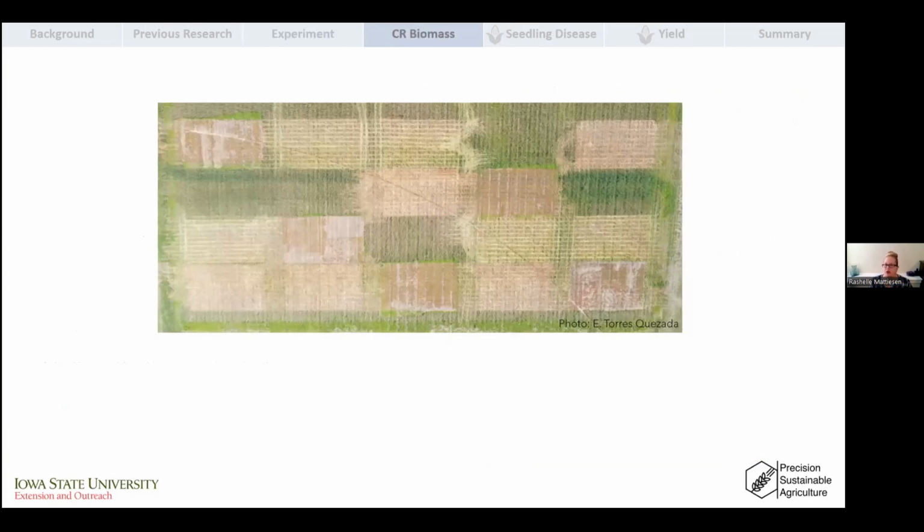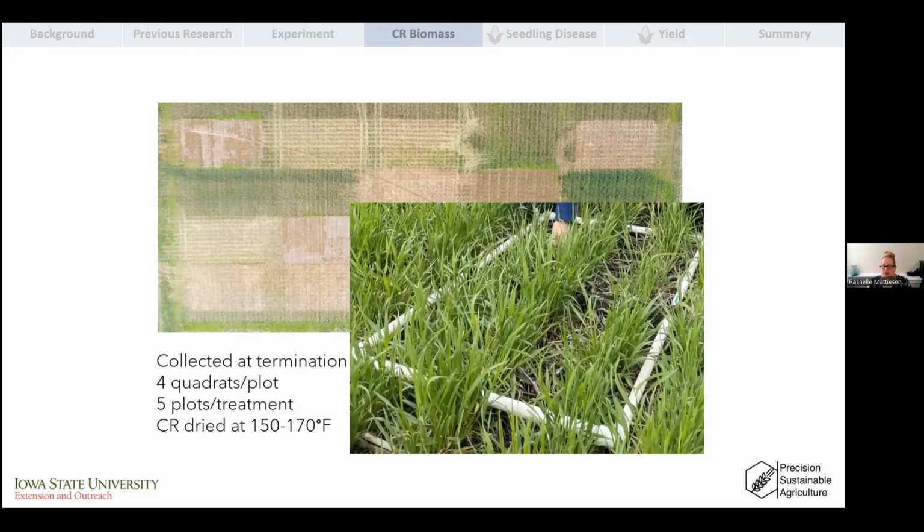This is an aerial photo of the field trial that occurred in Florida. We didn't have one for Iowa, but I liked how this looked to give you an idea of what the different treatments were and when they were terminated. And so when we collected biomass, we collected at termination.